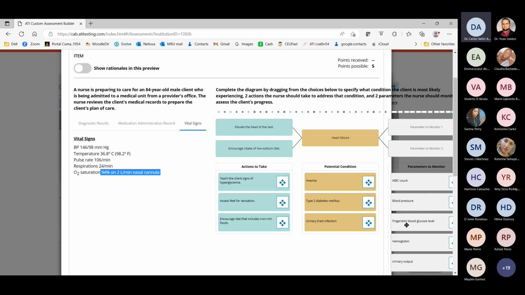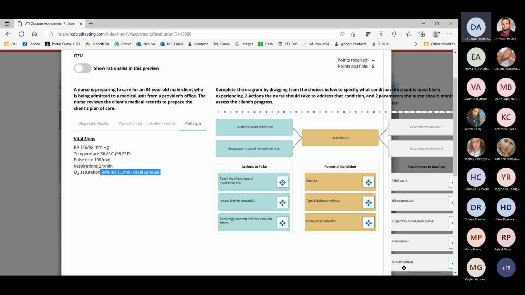Let's continue. Finger stick blood glucose. It's pertinent to monitor that because the patient is diabetic, but is diabetes the most important here? No, we are talking about heart failure. Finger stick blood glucose, which is the same as what you know as Accu-Chek, is okay, but it's not addressing the problem of the clinical scenario. So it doesn't look like the option. Hemoglobin. Is the patient having anemia? Is the patient having bleeding? No, so it's not pertinent.